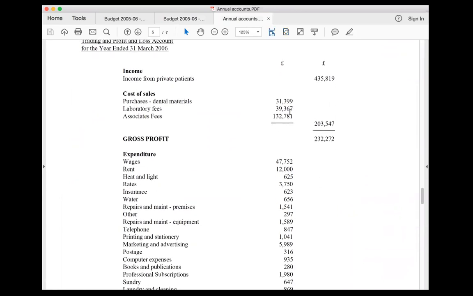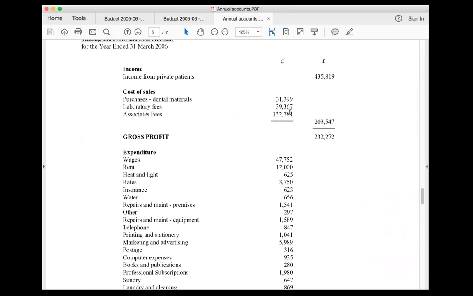This is the profit and loss account. It's going back a few years, but it's still very relevant. And this is showing a P&L. Income from private patients, in this instance, is £435,000. And then the costs are below. So the first section is cost of sales, and cost of sales basically means items relevant to the activity of generating fees from patients. So in order to do dentistry on patients, you need dental materials. You need lab fees. You have dentists doing some work, such as associates.